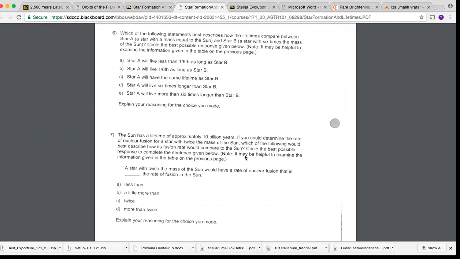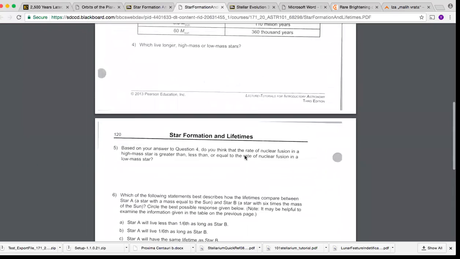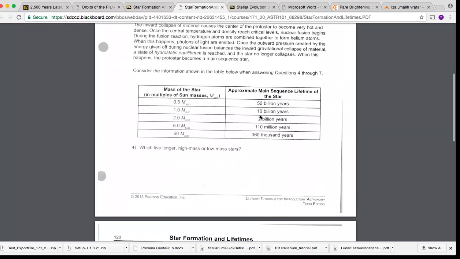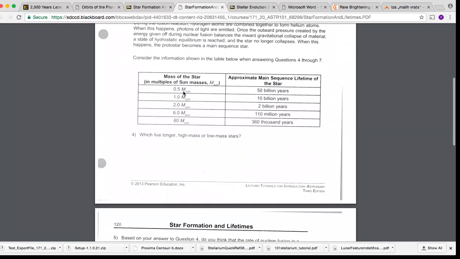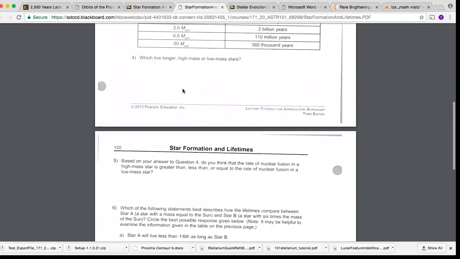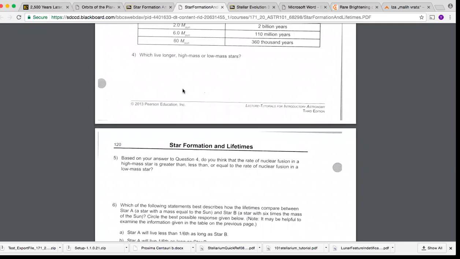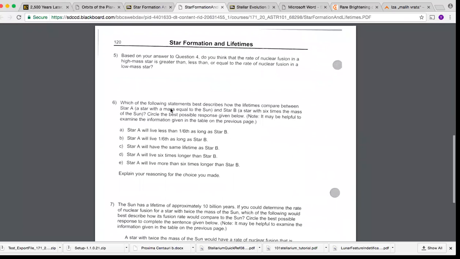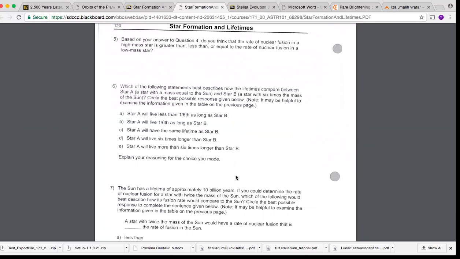I have maybe something wrong, but star A will live 6 times longer than star B. Okay. Star A, can I just see star A and... Okay, so star A is half a solar mass, mass equal to the sun, okay. And the other one, so they're like solar mass and 6 times the solar mass. Fine. So what did you say? Star A will live 6 times longer than B. Okay. Everybody else, do you agree?